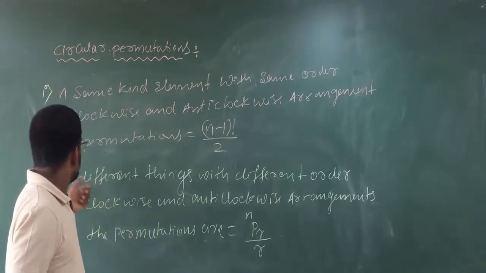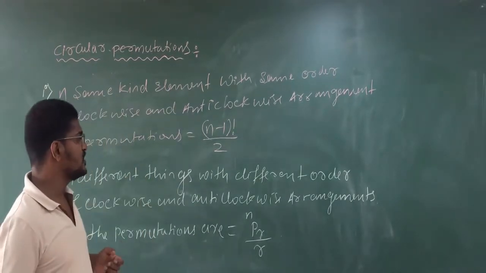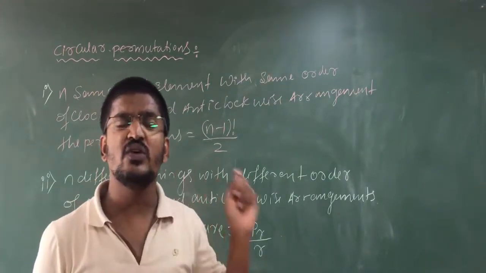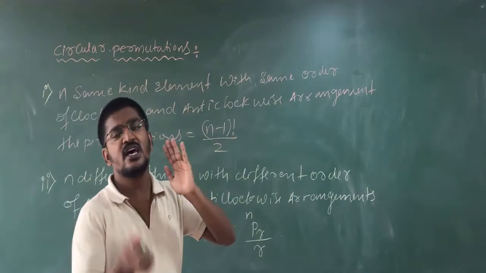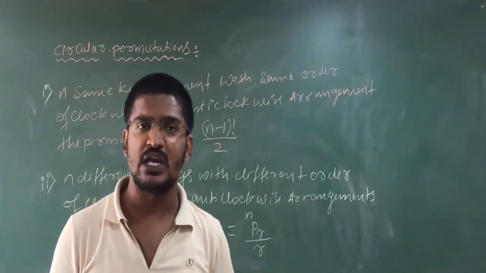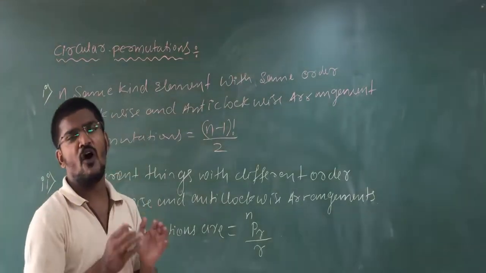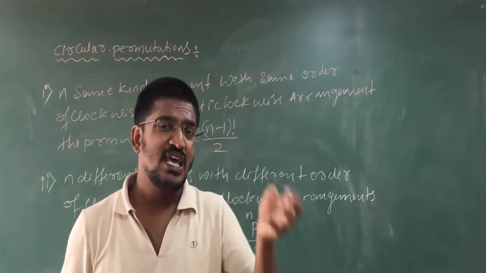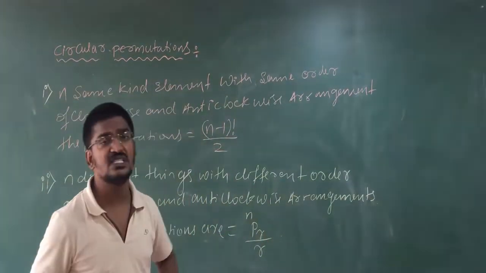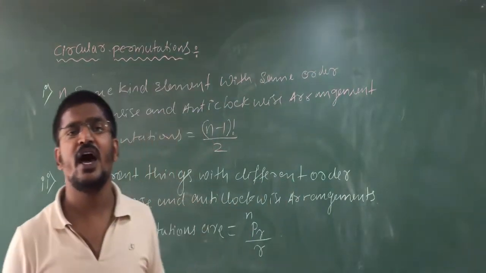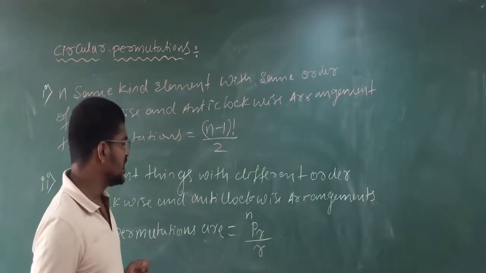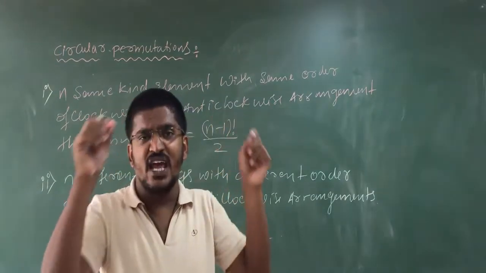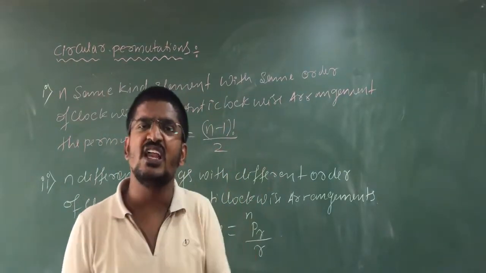But here, n different things with different order of clockwise and anti-clockwise. The order which you are following for clockwise is not same as the order which you are following for anti-clockwise. Clear? All the elements are different. The order of clockwise and anti-clockwise is also different. In that type of situation, your permutations are nPr divided by r. Are you getting my point? So that is very, very important. See, n different things taken r at a time, arranged in the clockwise and anti-clockwise where the order is not same.